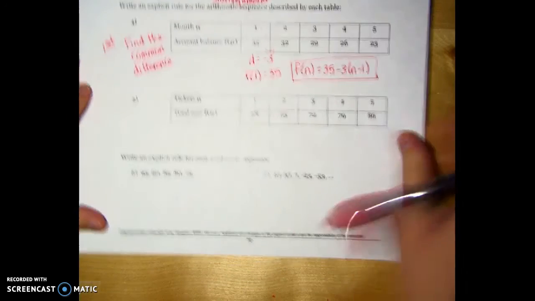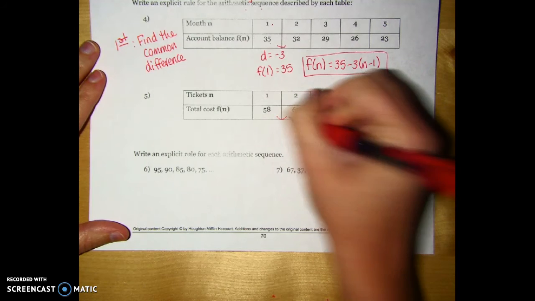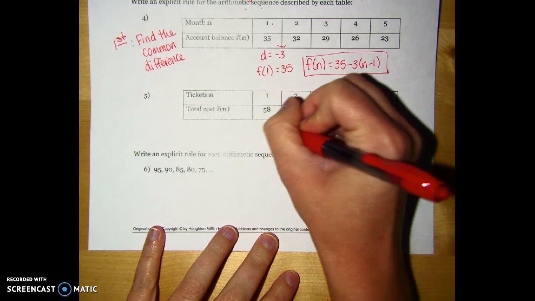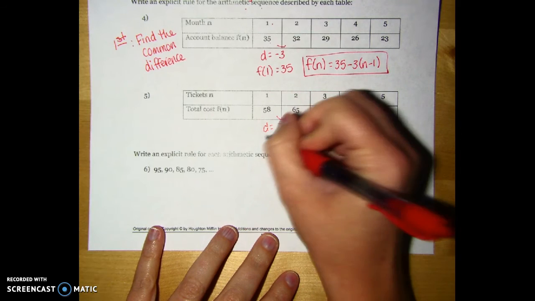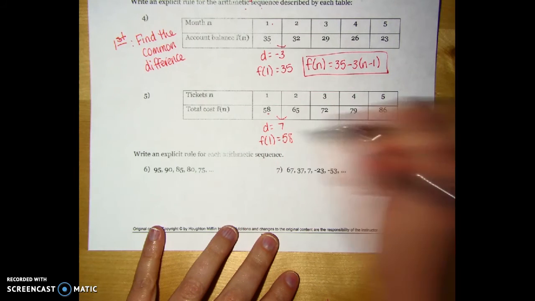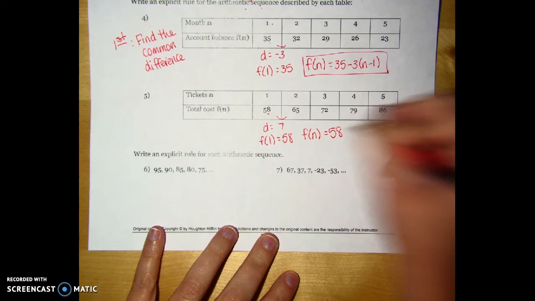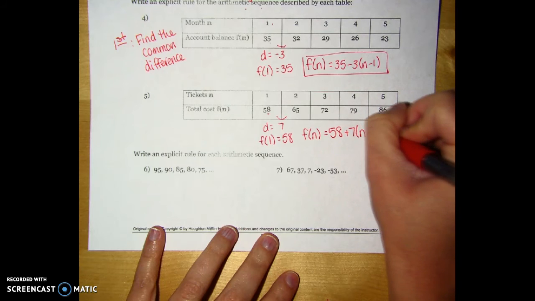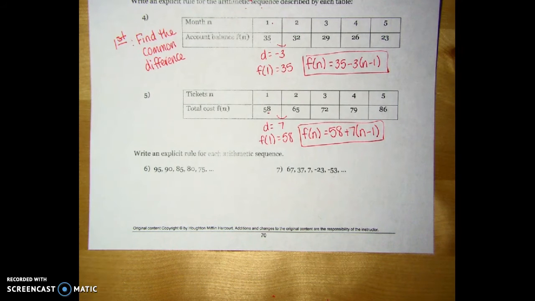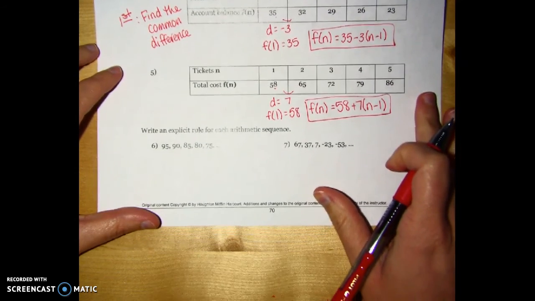Okay, let's look at number 5 here. Find the common difference first. So what is 65 minus 58? And that is 7. So the common difference is 7. And our starting amount is this number right here, 58. So the formula is f of n equals 58 plus 7 times n minus 1. Hopefully you're not overcomplicating it and making it super difficult, because this should not be too scary.